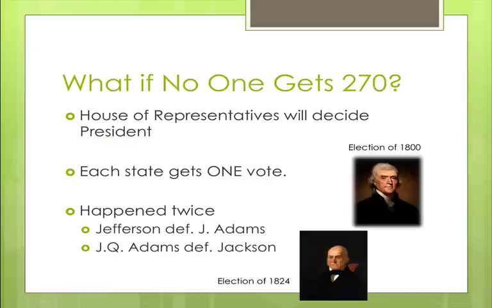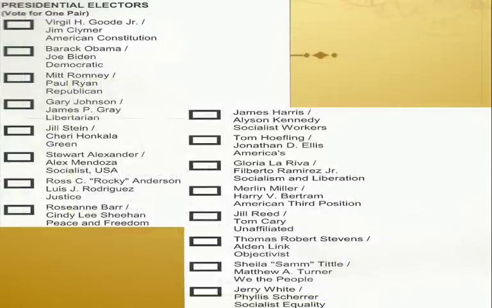So there is the question of what happens if no one gets 270? And this is always possible because even though you go in and you say, okay, well, there's probably the Republican and the Democratic candidate, the real ballot has a lot of people that are running for president. And so it is possible that one of the 2 major parties does not get 270 because maybe a third party, maybe a fourth party was very powerful that year.